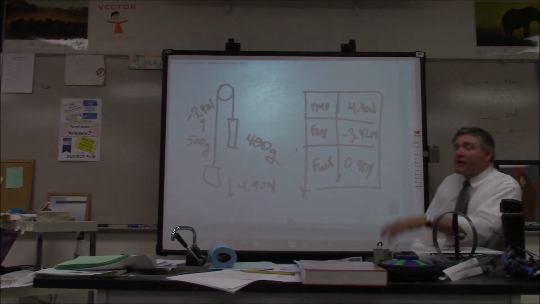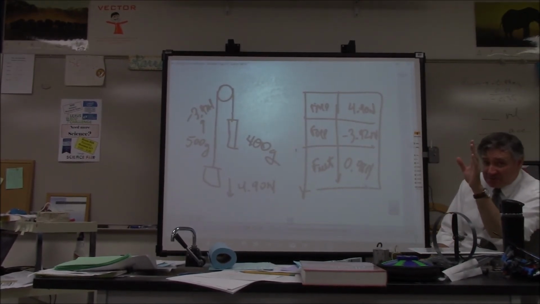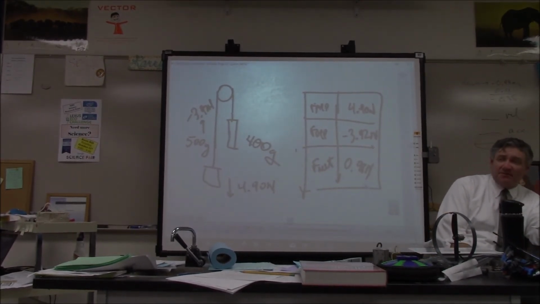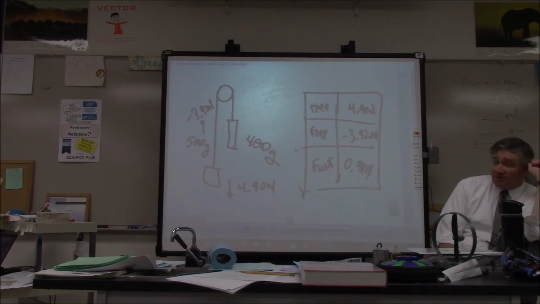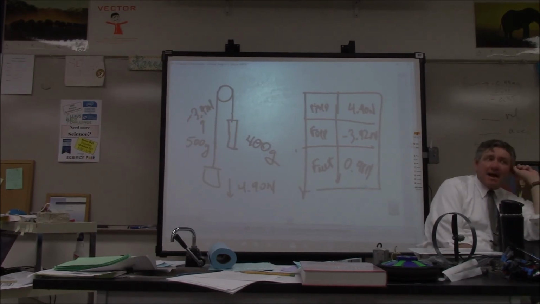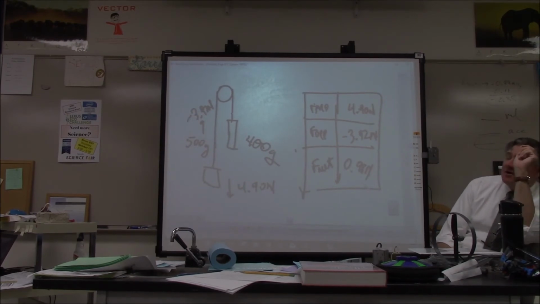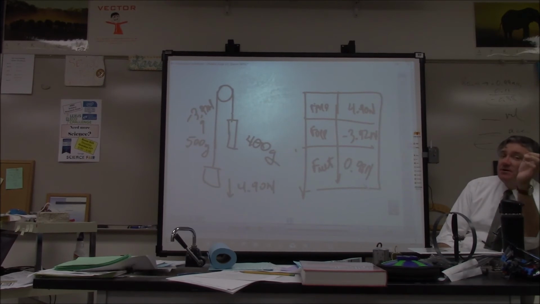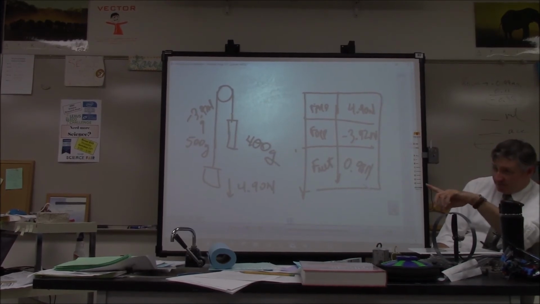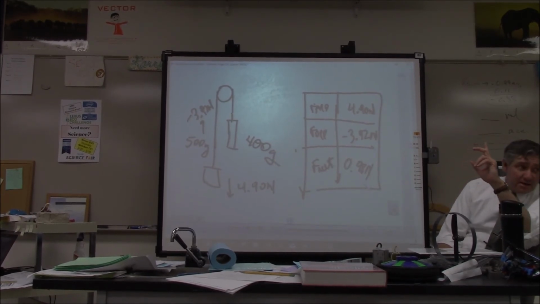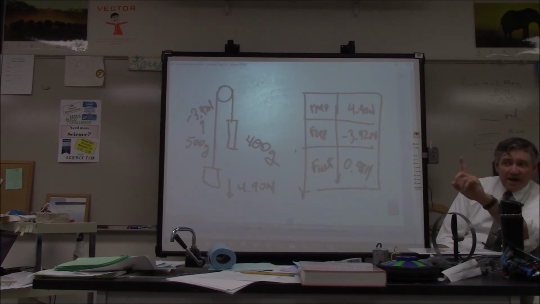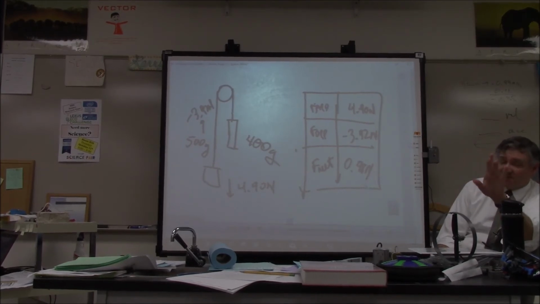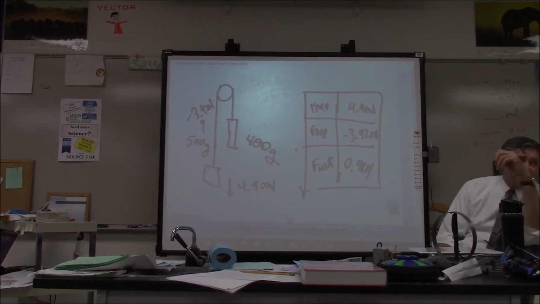So here's the deal. That just gives me my net force. To get my acceleration, what do I still have to do? Divide by mass. Here's the question. Which mass do I use? Do I use the 500 grams? Do I use the 400 grams? Do I divide by the difference of 100 grams? Or do I divide by the total mass of 900 grams? So you have four options: 900, 500, 400, 100.